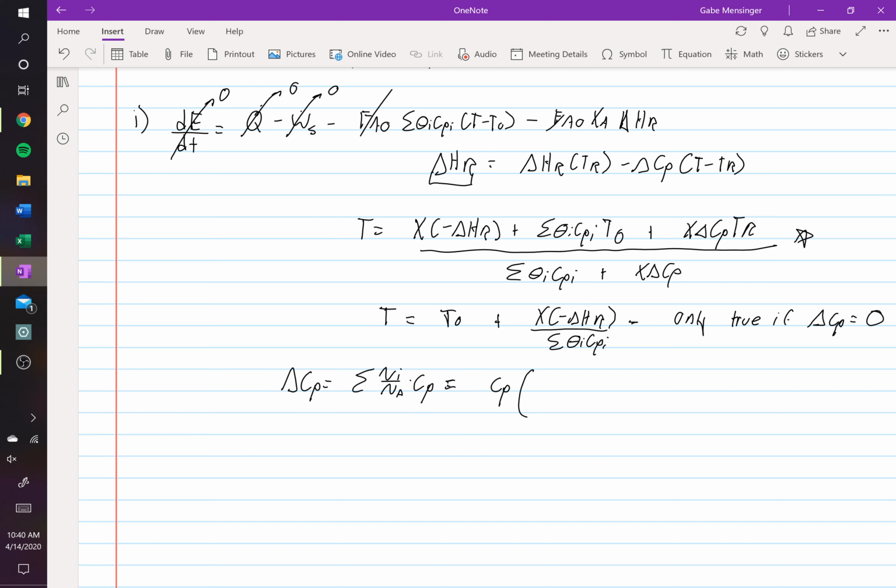So let's do it for C. For C, it was just 1 over 1. For the CO, it was 0.2 over 1. And for D, it's 1 over 1. So the ones cancel out, and you get that delta CP is equal to 0.2 CP. So, which is why we need to use this top one up here, not the bottom one, which looks a little nicer.